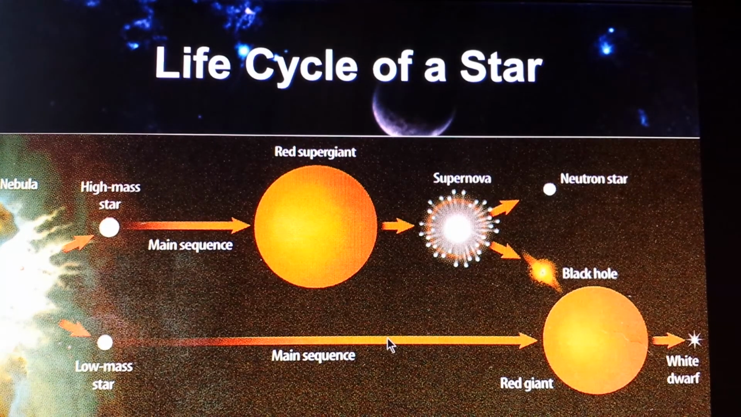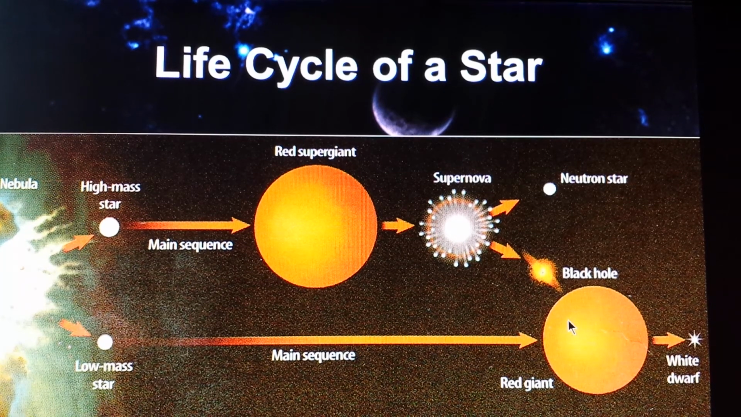This is just an overview of the life cycle of a star. The main thing you need to know is our low mass star turns into a main sequence, that would be our sun, which eventually will turn into a red giant and then a white dwarf. That's kind of the life cycle of a star like our sun. Other stars, if they're larger than our sun, high mass stars, they could become red supergiants and then eventually possibly explode into a supernova and either become a neutron star or a black hole.